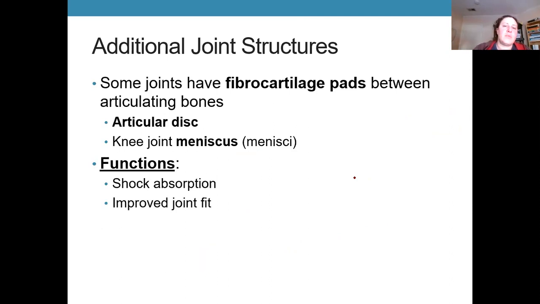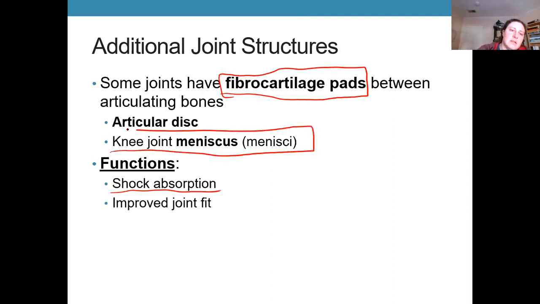So one of the things we see in certain joints is fibrocartilage within the joint. So they are fibrocartilage pads. They let the bones fit together better. And because fibrocartilage is good at compression, they're good for shock absorption. The most well-known fibrocartilage pads are the menisci in the knees. And other joints have them as well, but they're only called menisci in the knees.